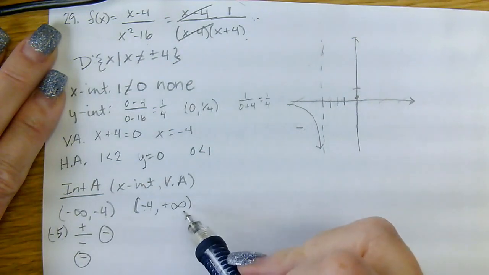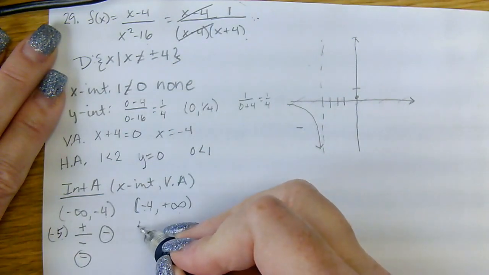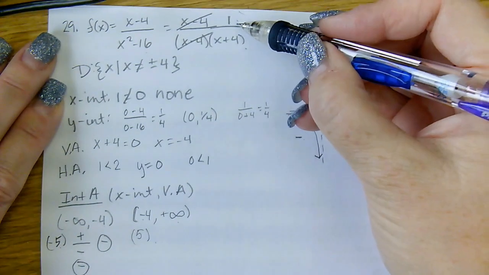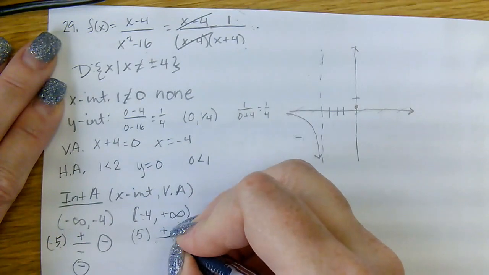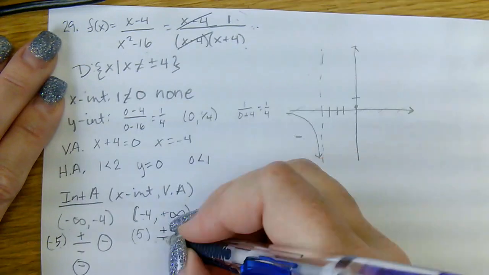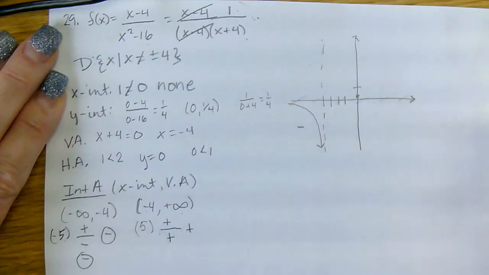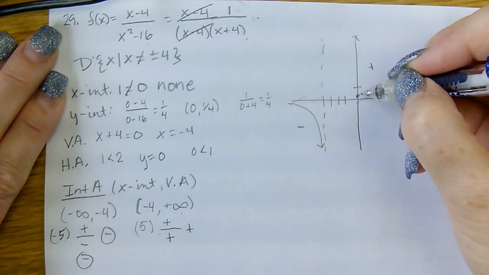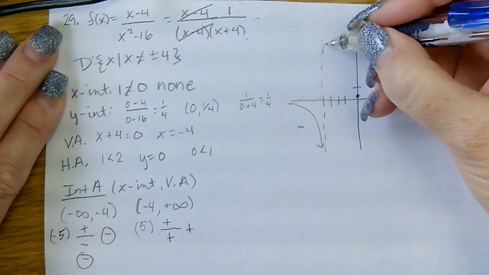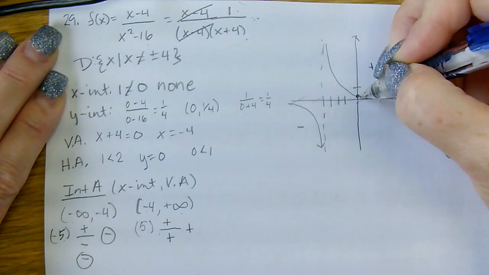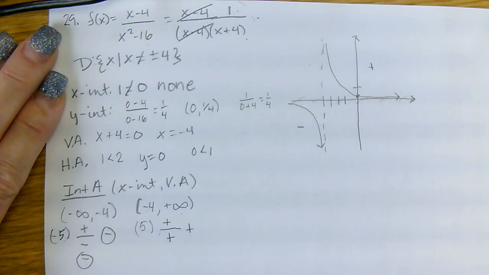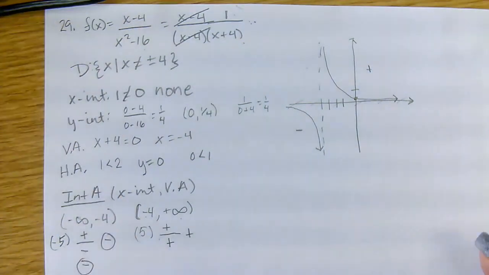Okay, and then between negative 4 and positive infinity, I'm going to use positive 5, just because. Again, the numerator is going to be positive regardless because there's no variable. And the denominator is going to be 5 plus 4, which also would be a positive. So the whole thing is positive, and we're up here, which we should have known because we have to go through the y-intercept and we can't cross the asymptote. So it's going to come from negative infinity and down. Never touch, never cross, but come towards it. So that is problem 29.